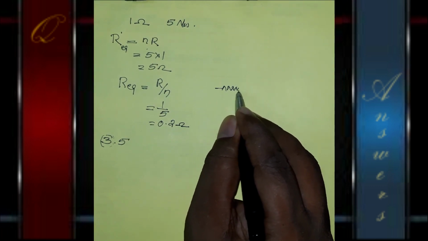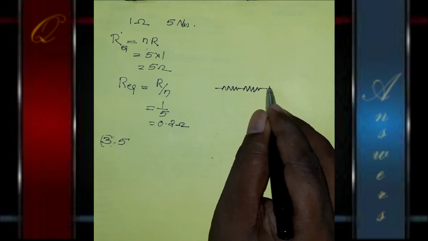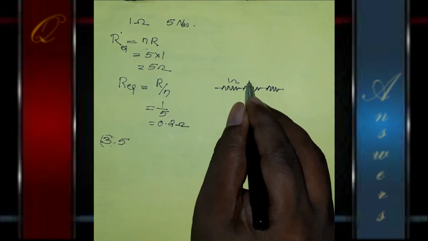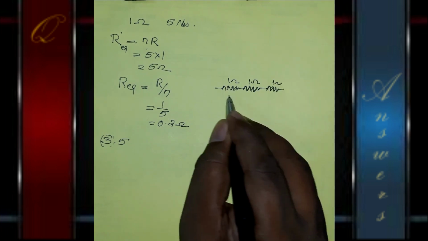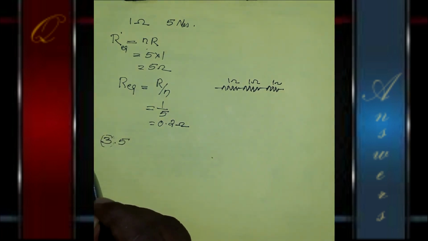This 1 ohm, 1 ohm and 1 ohm. What is their total equivalent resistance? 1 ohm, 1 ohm, 1 ohm, which will be 3 ohm. And now you have to get 0.5 ohm.